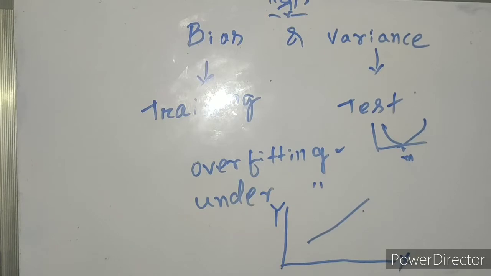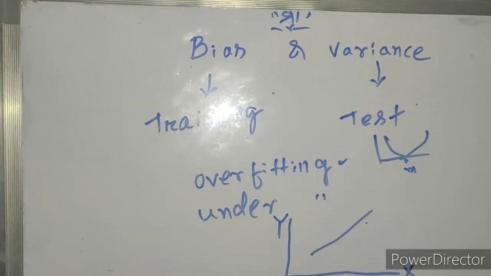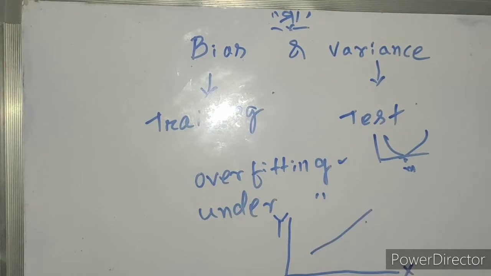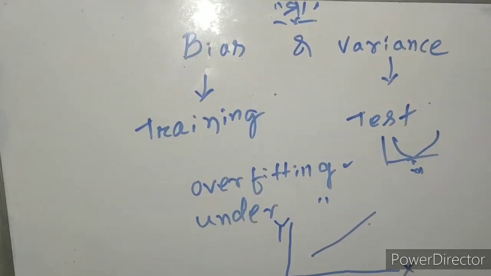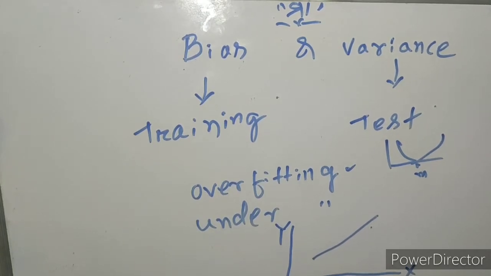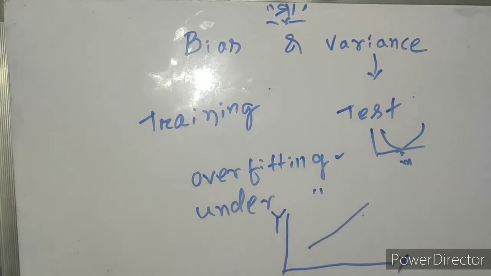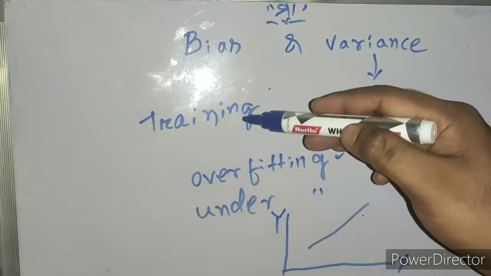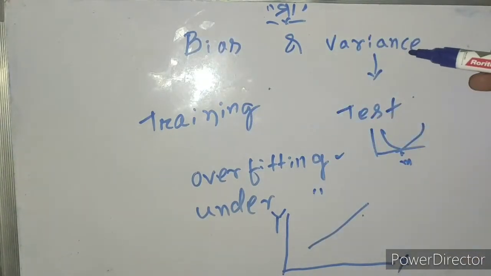Before proceeding ahead, I will explain one thing. This is called training. You can see on the screen, bias is related with the training dataset and variance is related with the test dataset. So I'll create the diagram over here.